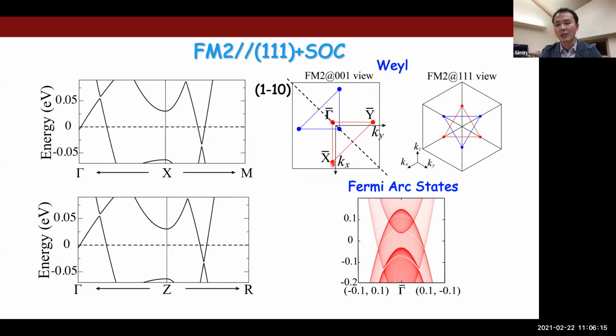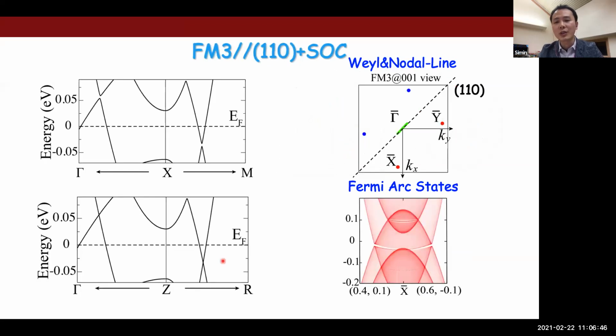Similar analysis can be applied to the X point and Y point, because for the FM2 states, the system has threefold rotation symmetry around the (1,1,1) direction. So the X point, Y point, and Z points are equivalent. So the system is a Weyl semimetal with three pairs of Weyl points. On the 001 surface, we can find the Fermi-arc surface states due to the presence of the Weyl points.